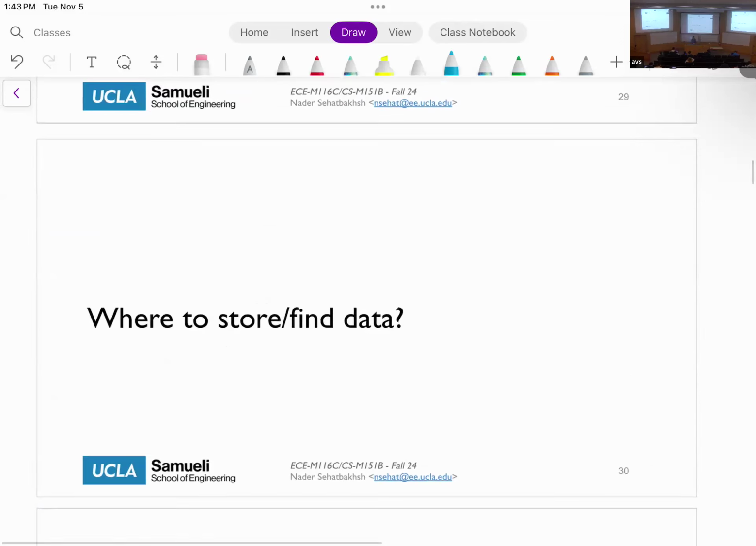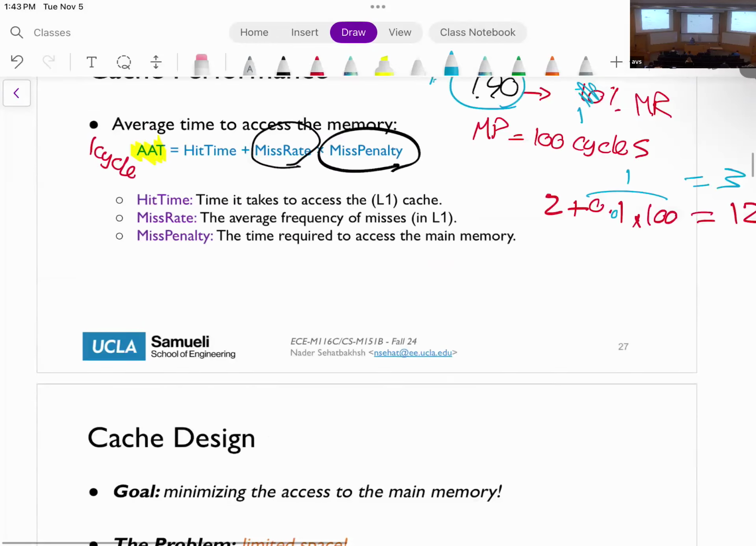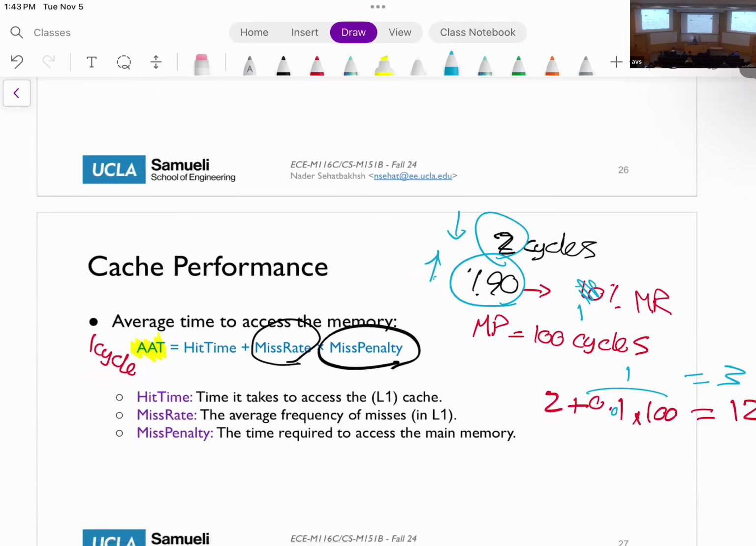One last thing I want to say before I let you go is how do we find and store data? Because the very first thing that we need to do in the cache is see whether the data is in the cache or not, right? So that's the first thing. And as I said, the time it takes for finding that is hit time. So I need to minimize that first. That's the first thing I need to do.